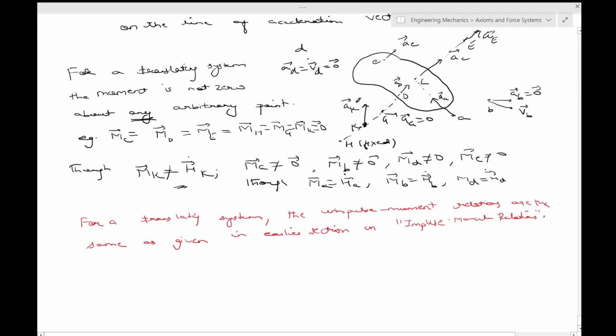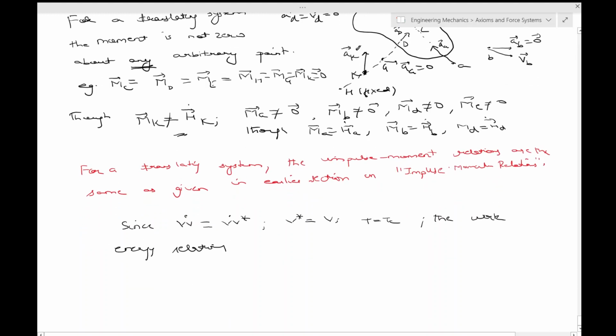Okay. Now, since W dot is equal to W dot star, V star is equal to V, and T is equal to TC, okay, the work energy relations will be T dot is equal to W star, T2 minus T1 is equal to W of 1 to 2, T dot plus V dot is equal to W dot NC, T2 plus V2 minus T1 plus V1 equal to W NC 1 to 2.